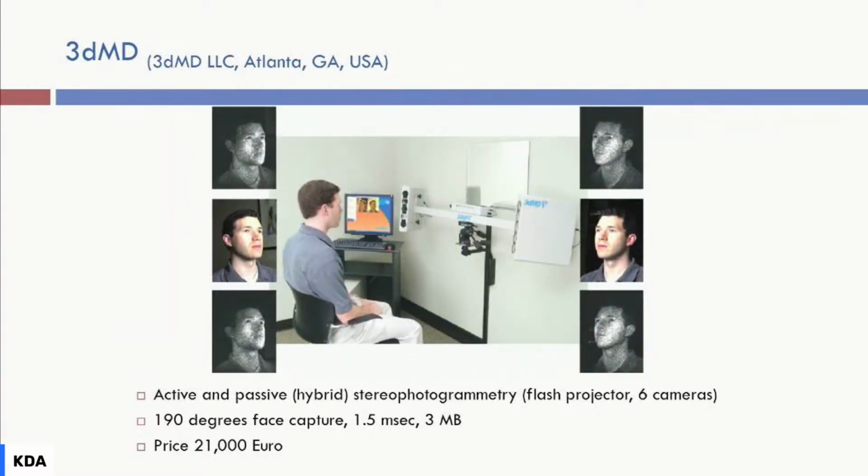Next is the 3D MD. This was developed in Stanford in the USA. Now the headquarters is in Atlanta. It's the same thing. You have multiple cameras, 6 cameras, sometimes 3 cameras. It uses active and passive stereophotogrammetry. You can capture 190 degrees, 1.5 milliseconds for the image, 3 megabytes. Price again still more than 21,000 euros.